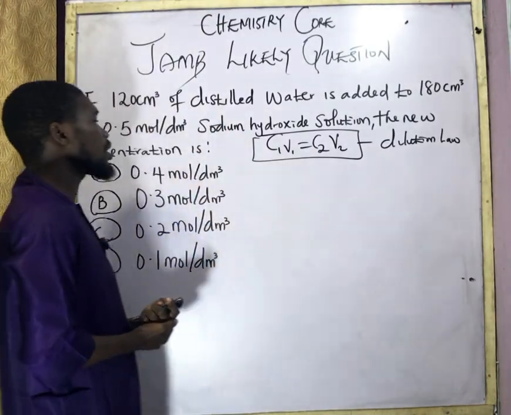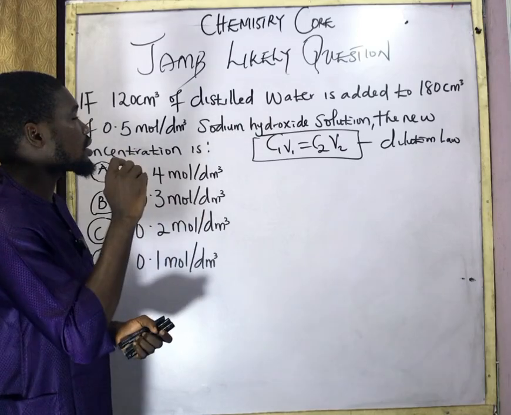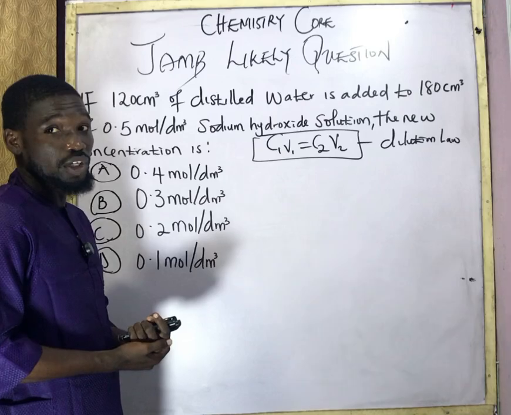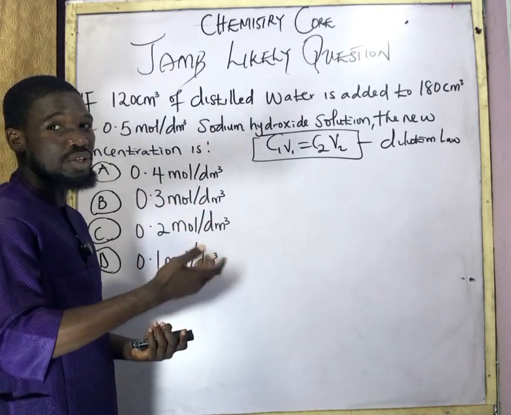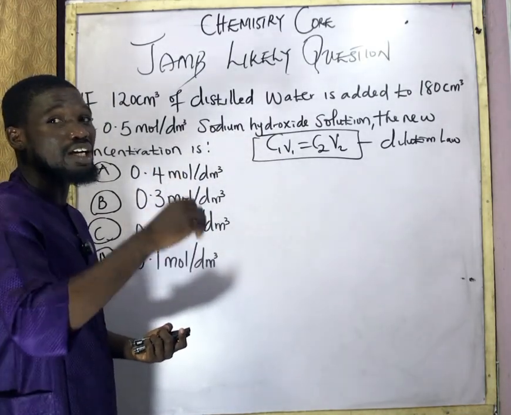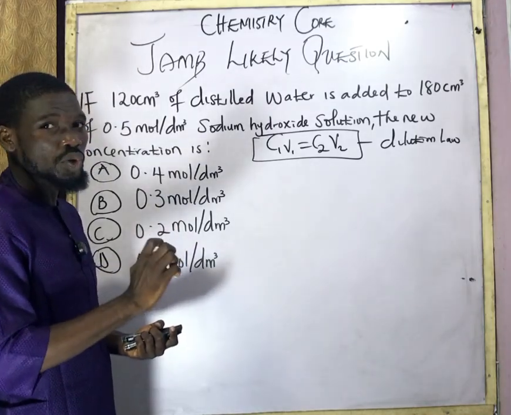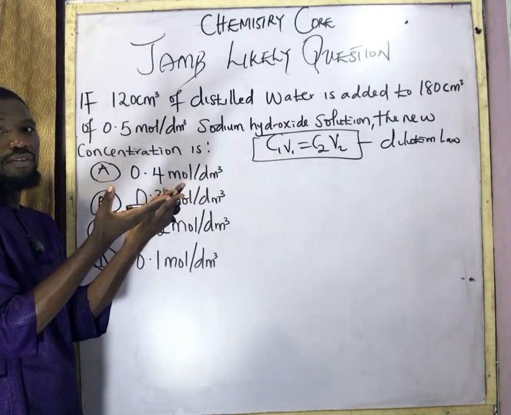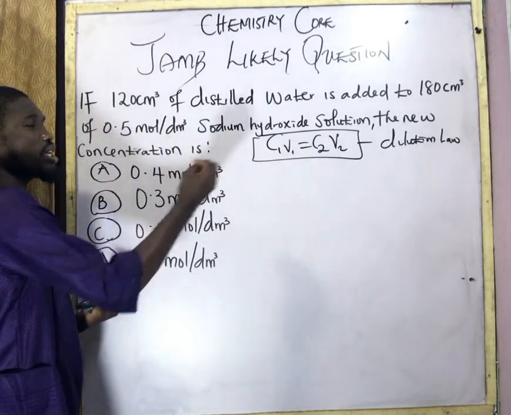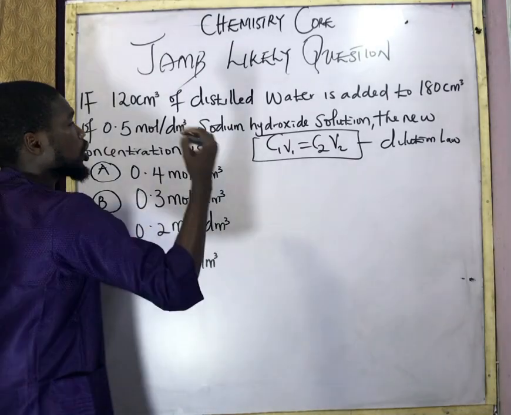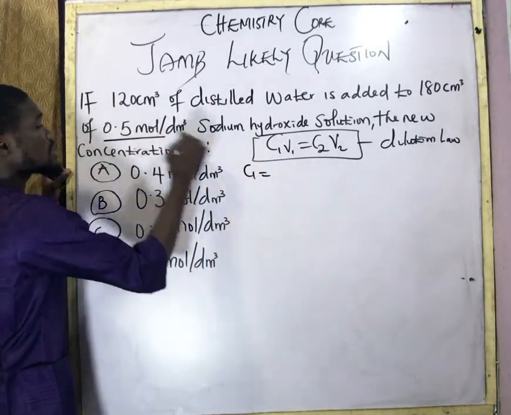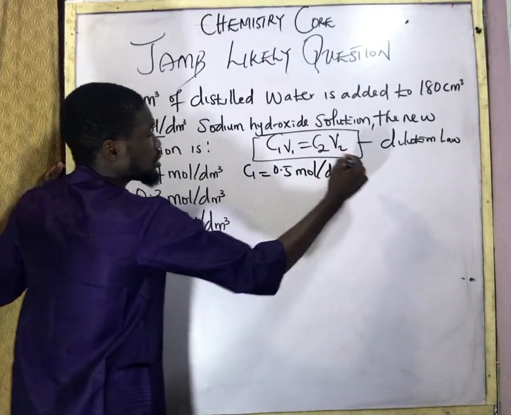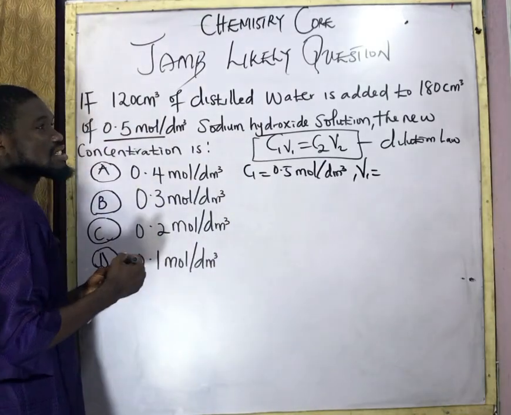So let's take a quick look at what you have on the board. C1 is the concentration, V1 is the initial volume, C2 is the final concentration, and V2 the final volume. Now, the first thing you need to know is that if you come across this kind of equation, you don't have to panic because the time you are given is short. Just go straight to the point. Now, your C1 is 0.5 mol/dm³. Your V1 is the first volume.